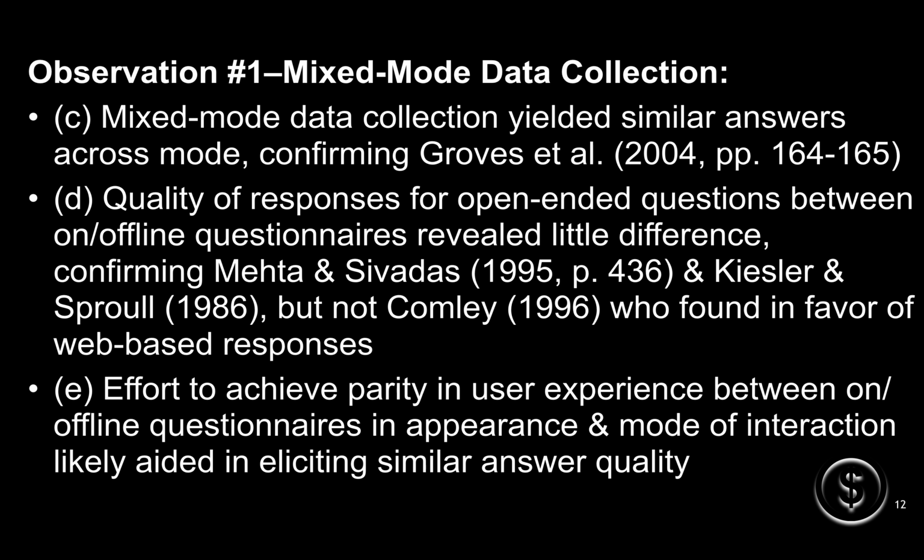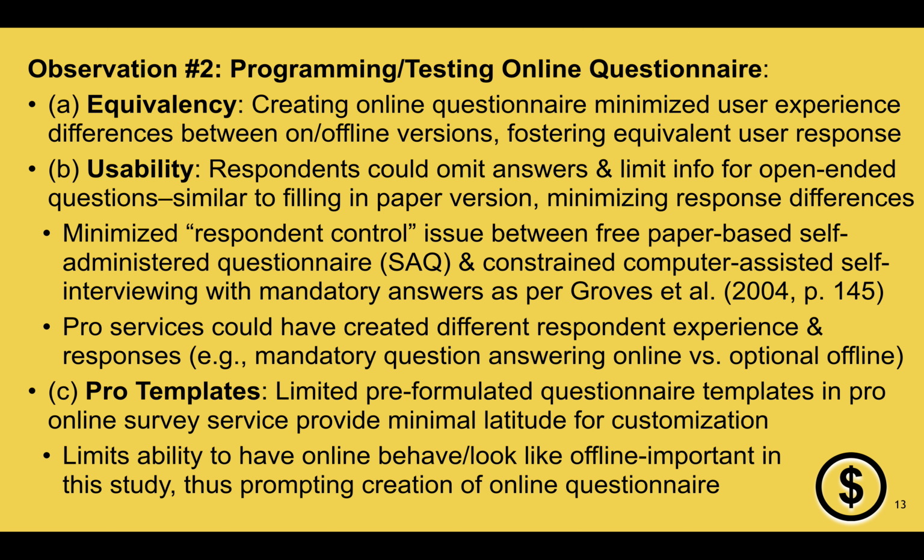Observation 2, in terms of programming and testing the questionnaire. In terms of equivalency, A, creating online and offline questionnaires and minimizing user experience differences between the 2 versions, so they're equivalent user responses. In terms of usability, respondents could omit answers and limit information for open-ended questions, similar to filling in paper versions and minimizing response differences. In terms of pro templates, they were not used because of limited pre-formulated questionnaire templates in pro online survey services. As a result, because they didn't provide customization, I had to go and make my own.